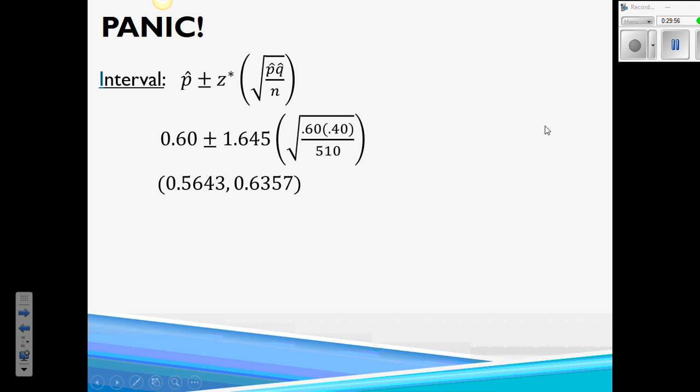Conclusion? We are 90% confident that the interval of 0.5643 to 0.6357 captures the true proportion. They have no unison, they're just all randomly saying words at the same time.